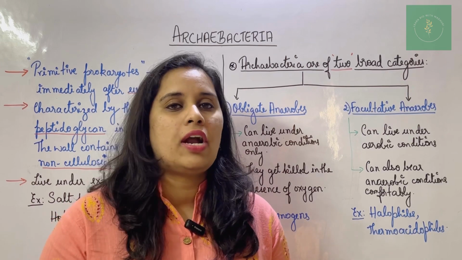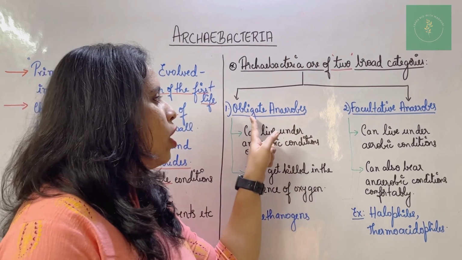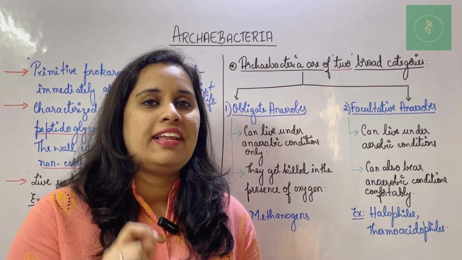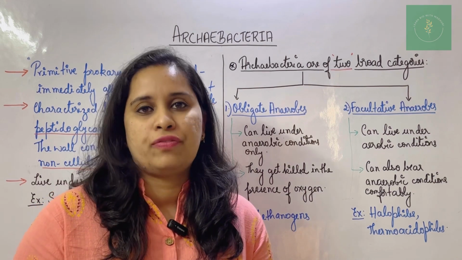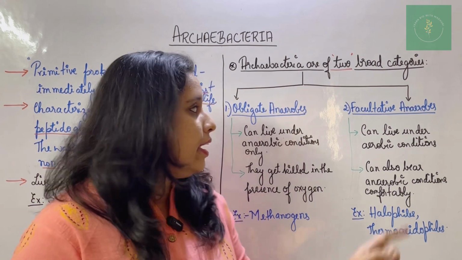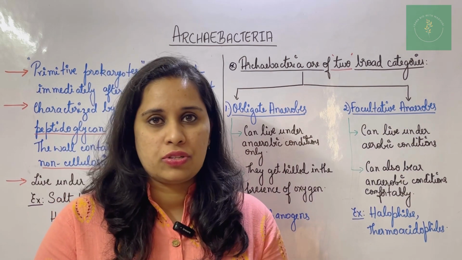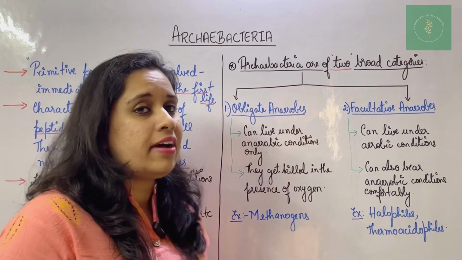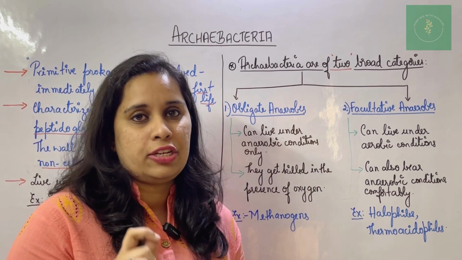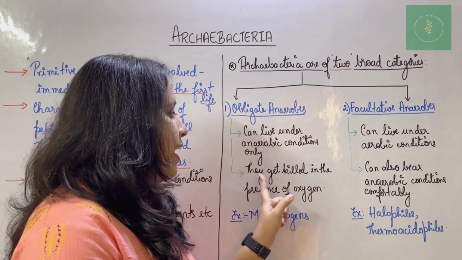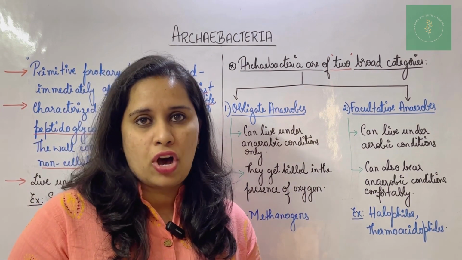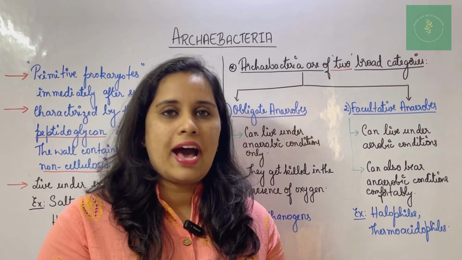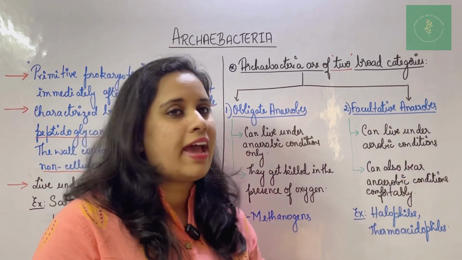Archaebacteria are of two broad categories. The first one is obligate anaerobes. Anaerobes are those organisms which live without or in absence of oxygen. The second one is facultative anaerobes. Obligate anaerobes, here the Archaebacteria can live under anaerobic conditions only. That means they get killed in the presence of oxygen. Example, Methanogens.